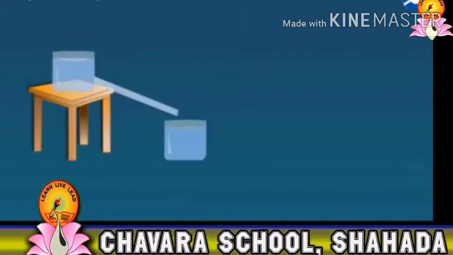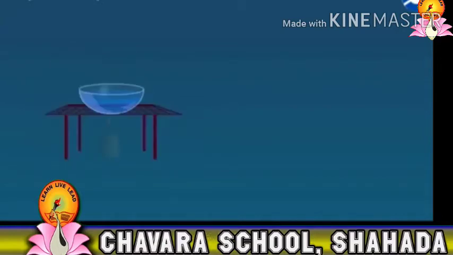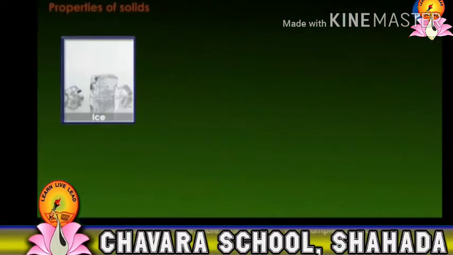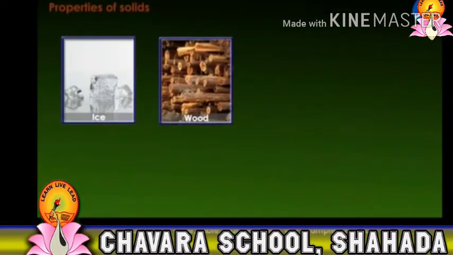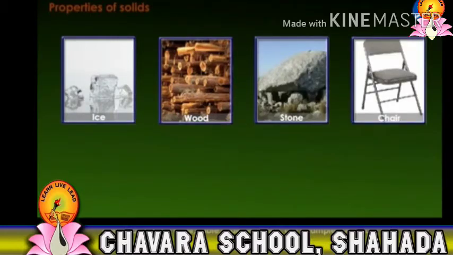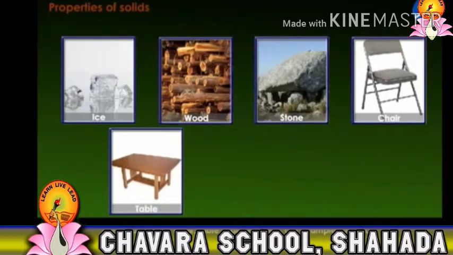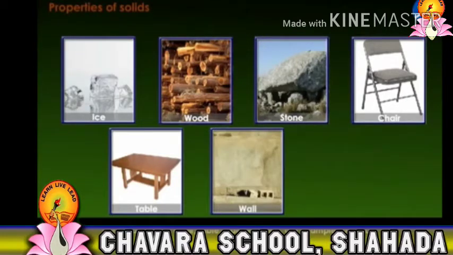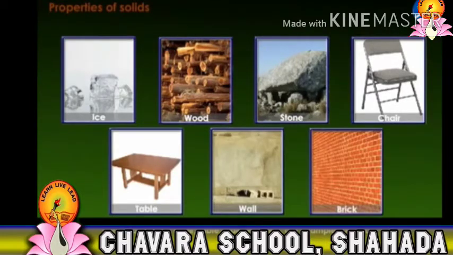Students, liquid always flows from high level to low level, and on heating the liquid converts into gaseous form. Now students, some examples of solid: ice, wood, stone, chair, table, wall, brick. These are the examples of solid.